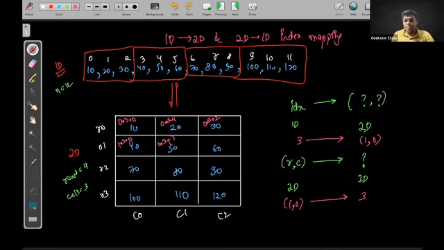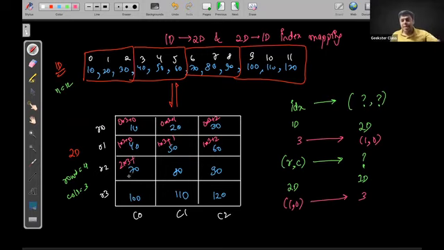X into columns plus Y. That is 1 into 3, 3 elements, plus 2 elements in the same row. For 70, how many rows you have jumped? For getting to 70, 2 rows. If we are jumping 2 rows, can we say 2 into 3 elements we have skipped? That is 6 elements we have skipped. We have traversed 6 elements.